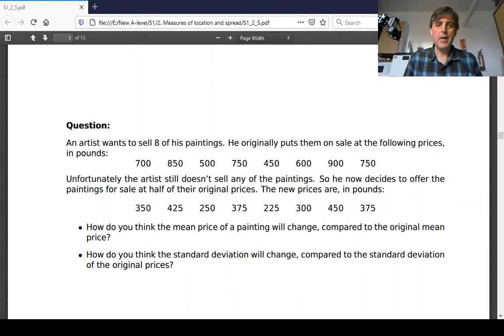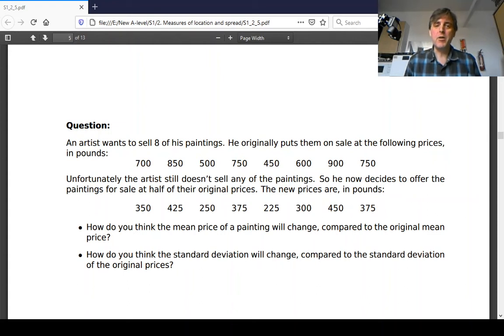So what are you thinking here? Let's talk about the mean first of all. So you might have come to the conclusion that the mean is also going to be divided by 2. And you'd be correct about that because, of course, when we divide all of our numbers in our set of data by 2, then they all move along our number line. They're all kind of half of what they were. So the mean is also going to be half of what it was.